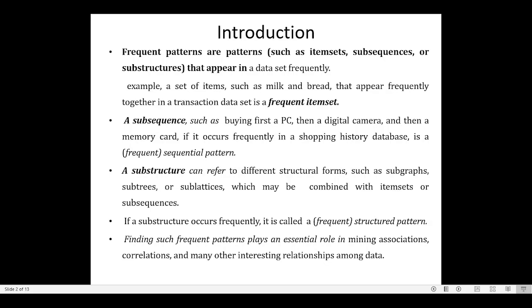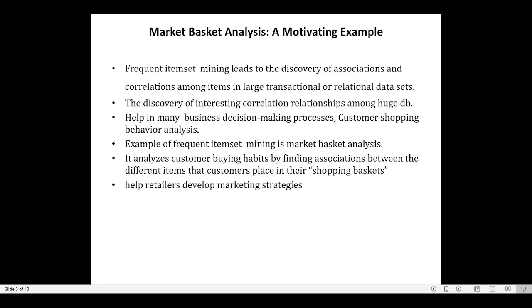A substructure can refer to different structural forms such as subgraphs, subtrees, or sublattices, which may be combined with item sets or subsequences. If a substructure occurs frequently, it is called a structured pattern. Finding such patterns plays an important role in mining associations, correlations, and many other interesting relationships among the data. So this is the definition of frequent patterns.